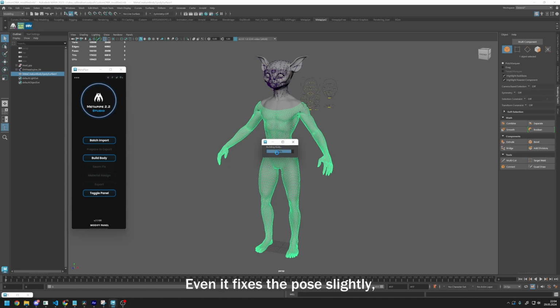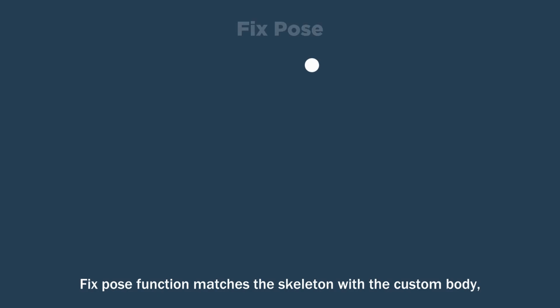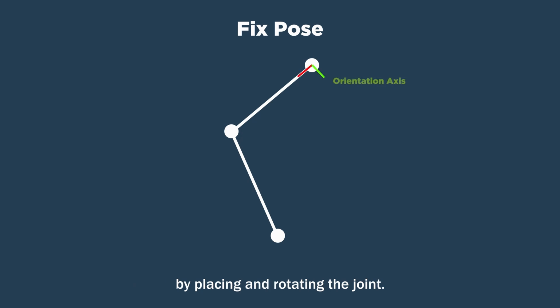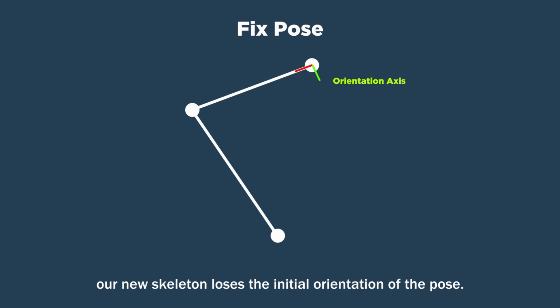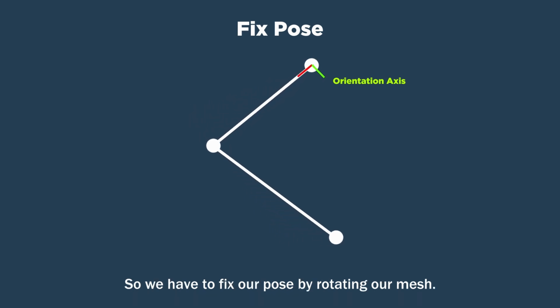Even if it fixes the pose slightly, we still need to match the pose as much as possible to avoid weird deformations. Fixed pose function matches the skeleton with the custom body by placing and rotating the joint. But because it rotates the joints, our new skeleton loses the initial orientation of the pose. So we have to fix our pose by rotating our mesh. So in here, with the fixed pose function, our mesh will be deformed to Metahuman pose. This process is more natural because we have the correct joint orientations at the end.